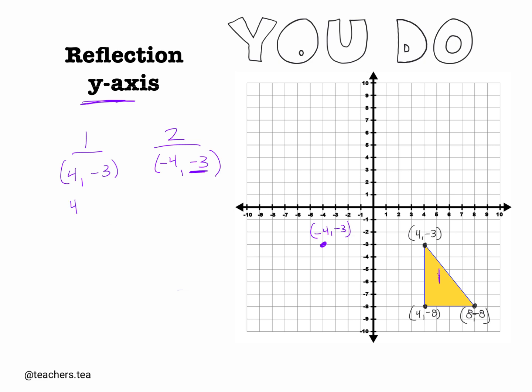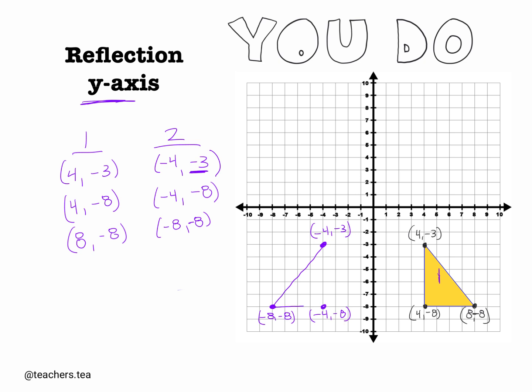Then we have 4, -8. So I'm changing it to -4 and then keeping it at -8. -4, -8. Labeling it as I go. And the last one, 8, -8. I'm changing the first one and keeping the second one the same as -8 as well. -8, -8 is right there. Ooh, look at me go labeling it all.